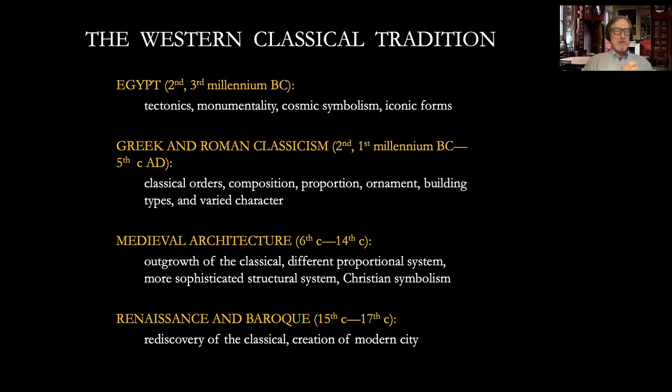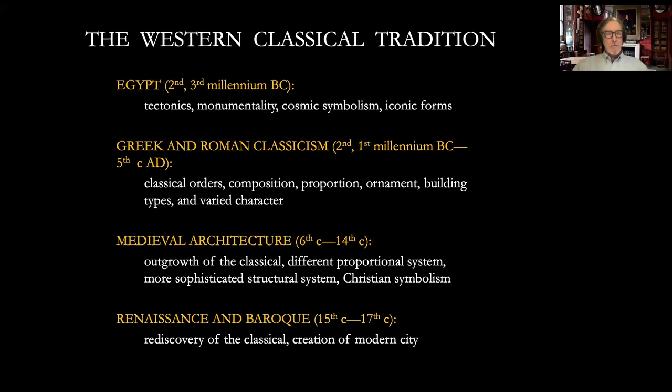Let's circle back to Egypt, the second, third millennium BC. As I was saying, this is where the basic tectonics that find their full realization in classical architecture were first established. Monumentality, and Egyptian architecture was imbued with cosmic symbolism, iconic forms.